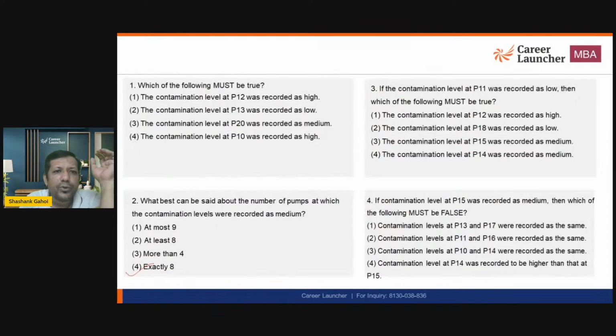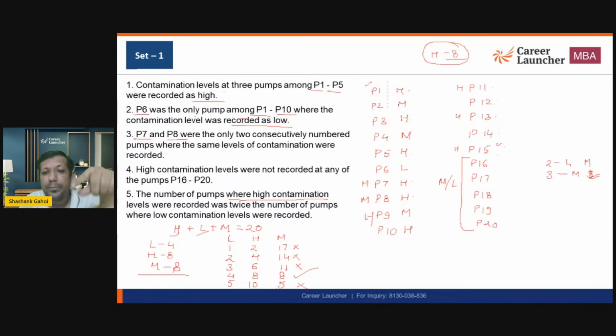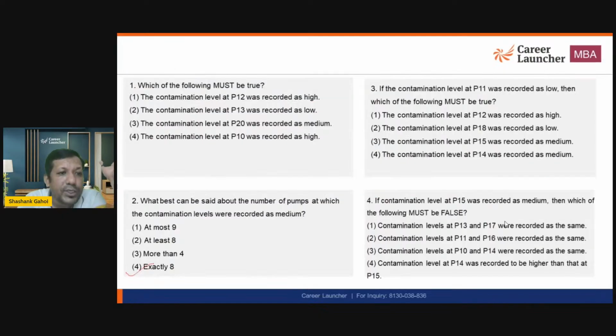Now what I am going to do: which of the following must be true? Among the options, option number 4, the contamination level of P10 was high. P10 is high, so option number 4 is definitely true. After that we don't know anything. So let's mark this one. Now what I am going to do, I am going to just pick up the question and solve that particular question.